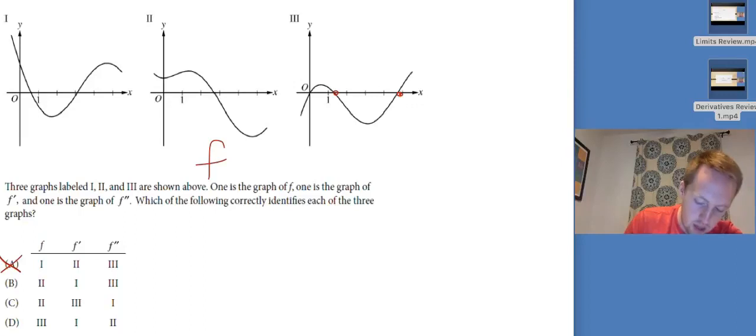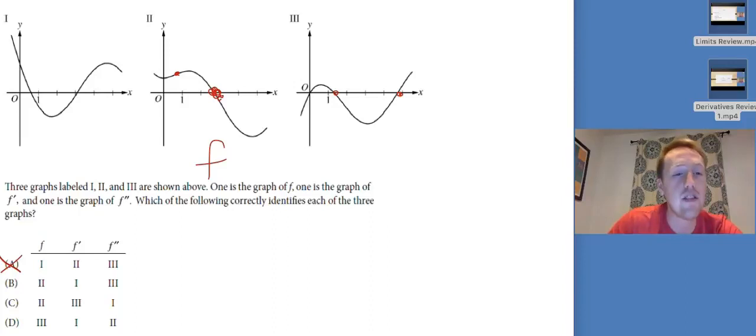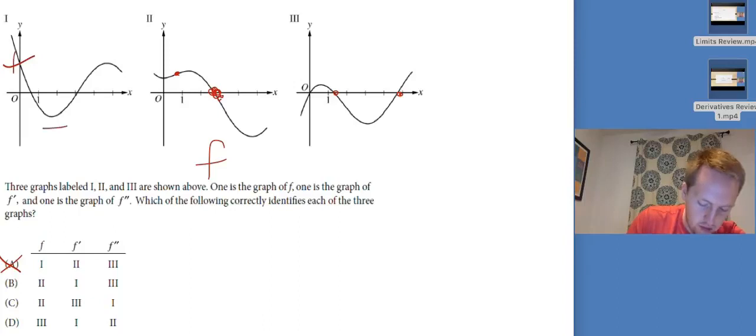It looks to me like it's concave up until then, and then it's concave down until about, well, I don't know, there. So then I would need the second derivative to be positive and then negative. Positive, negative, positive. That looks great to me. I'm going to go with C as my answer.